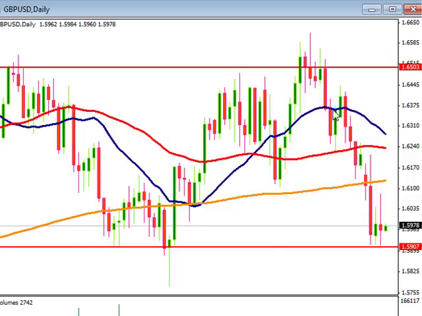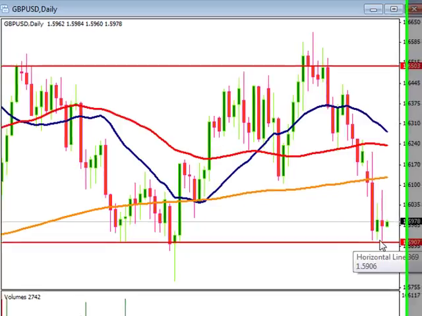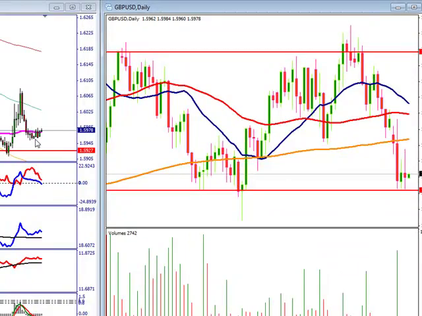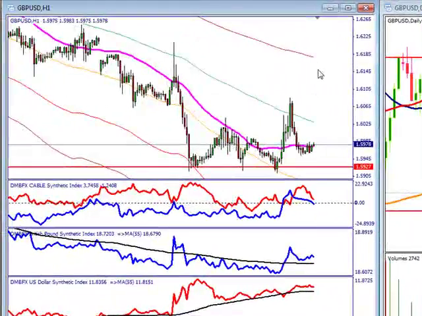Still watching our longer range, still seeing the buyers defend 1.59. Be interested to see what happens. Where are we? Well, we are below our long-term moving average. We are in a buy zone, just like the euro dollar. Who's in control? The dollar was in control, although we're starting to see some convergence.